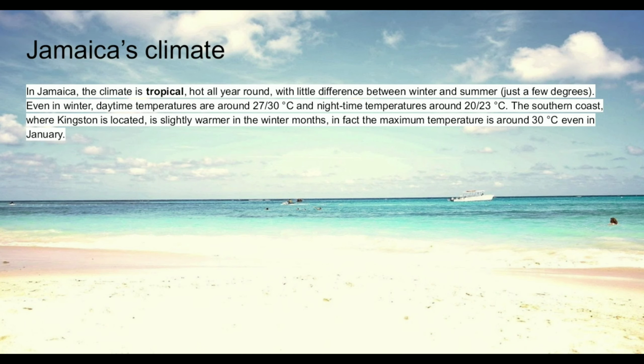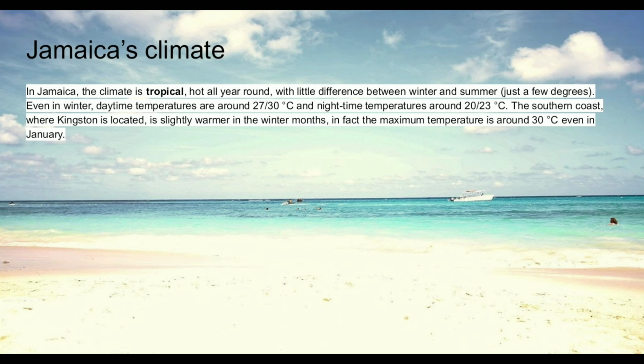So Jamaica's climate. In Jamaica, the climate is tropical. That means it's hot all year round. So for those who guessed tropical, you were right. It has little difference between winter and summer. The temperature is different in winter and summer just by a few degrees.